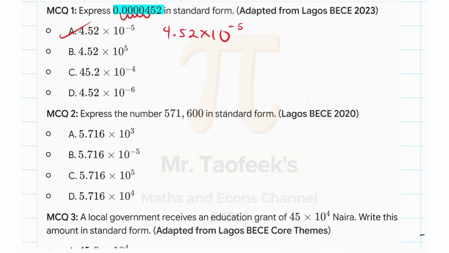The next one, again, something very easy. Express this number in standard form. This is a number greater than 1, so the decimal point is going to be at the end, because we can't see it, 571, 600. This is a comma, not a decimal point. So our decimal point is going to be at the end there.